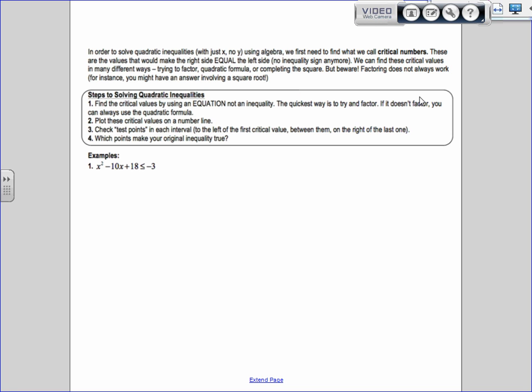Okay, so let's say I add the 3 over. So I get x squared minus 10x plus 21 is less than or equal to 0. So I always need 0. I'm going to factor, just like normal. So I get x minus 7, x minus 3, less than or equal to 0.